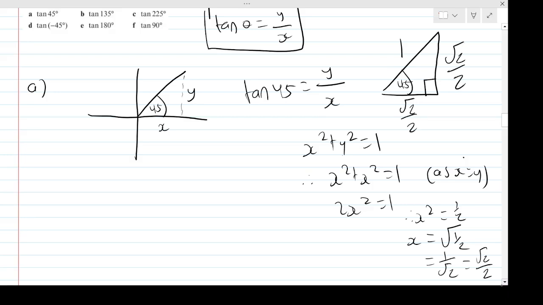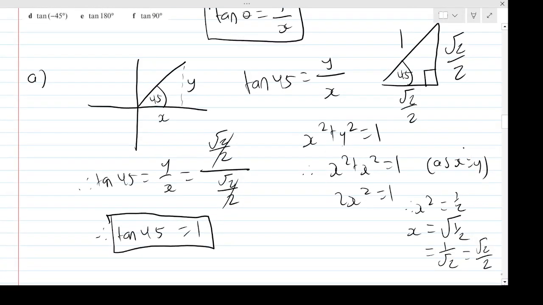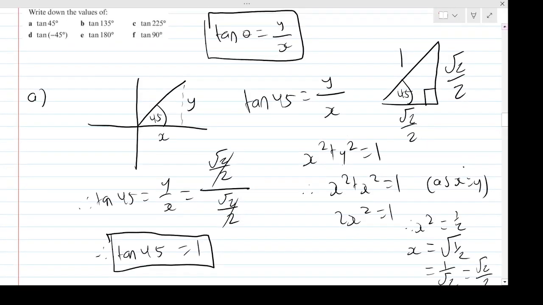Well, therefore we can find tan, because now we know y over x. Tan 45 is y over x. Well, y is root 2 over 2 and x is root 2 over 2. And they cancel because they're exactly the same, so we get 1. So therefore tan of 45, that value is indeed 1, right? So there we are. Okay, so part B then says we need to find tan of 135.